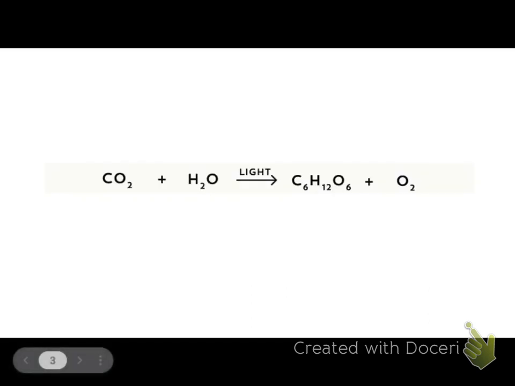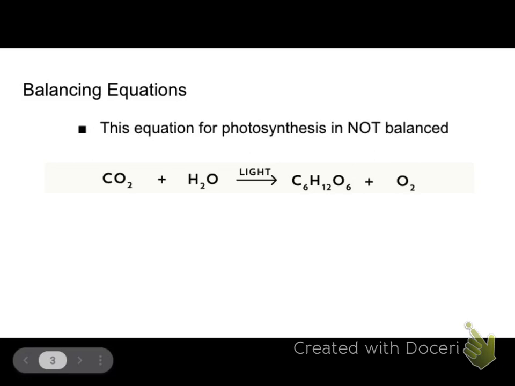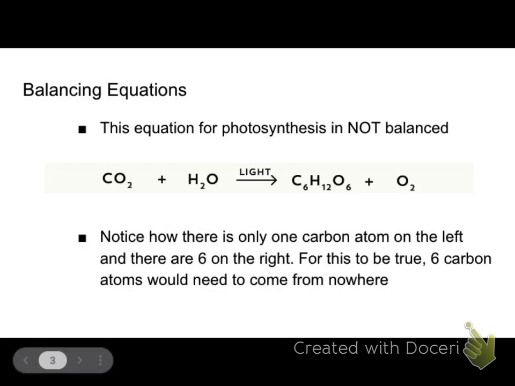So let's look at an example of this, okay? This is the equation for photosynthesis. It's the one that we used in our lab yesterday. However, this equation is incorrect because it is not balanced. I want you to take a look at the left side of the equation, so before you get to the arrow, okay? How many carbon atoms are on the left side of this equation?